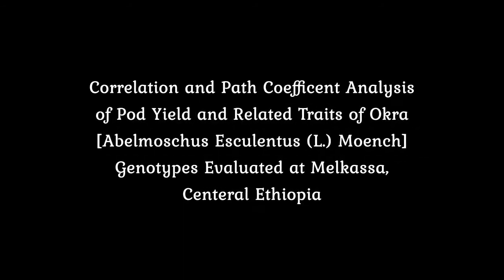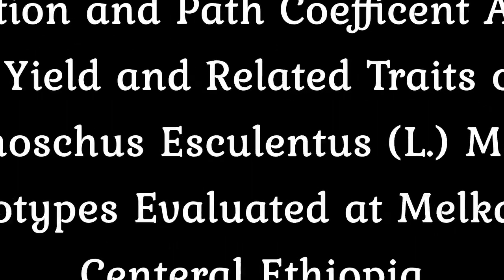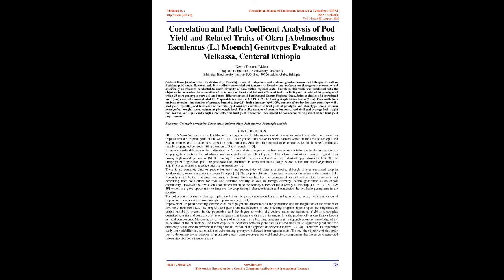Correlation and path coefficient analysis of pod yield and related traits of Okra (Abelmoschus esculentus L. Moench) genotypes evaluated at Melkassa, Central Ethiopia. Abstract: Okra (Abelmoschus esculentus L. Moench) is one of the indigenous and endemic genetic resources of Ethiopia as well as Benishangul Gumuz.